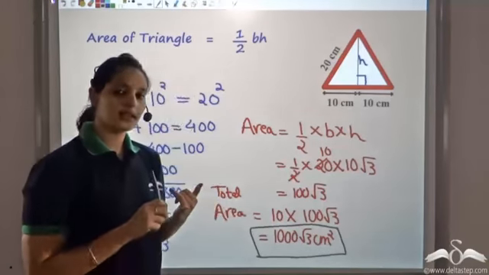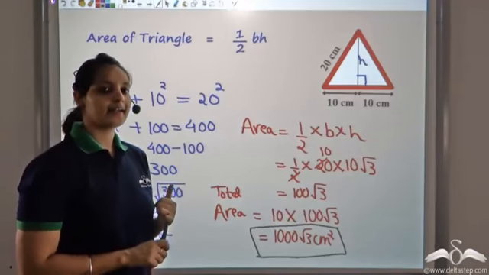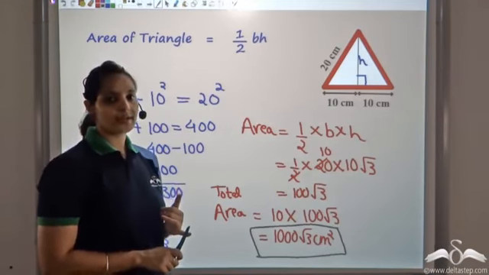So we've seen that for a triangle, perimeter is given by the sum of the three sides, and area is given by half into base into height.